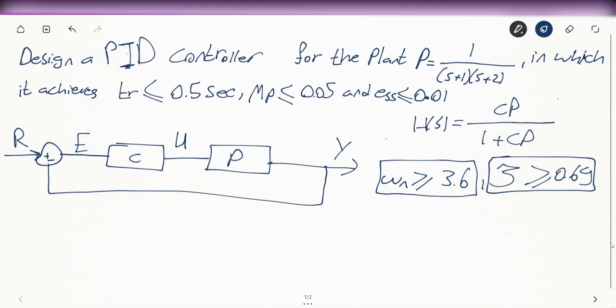In this video we are continuing to design a PID controller, this time in order to lead the plant to achieve the following conditions. We have a rise time condition, we also have the maximum overshoot condition, and we also have an additional, new condition, which is the steady state condition.